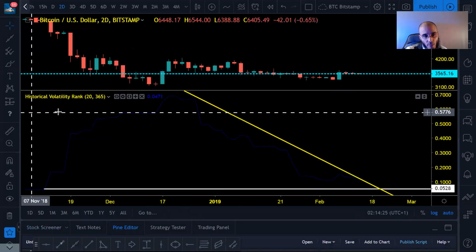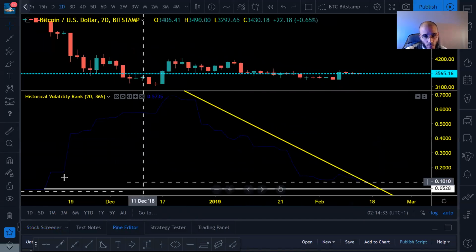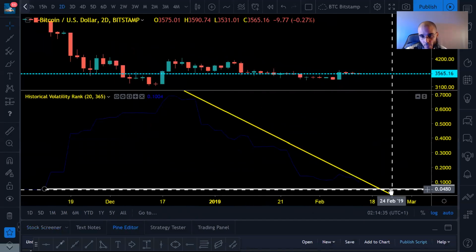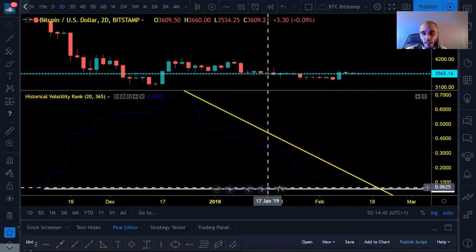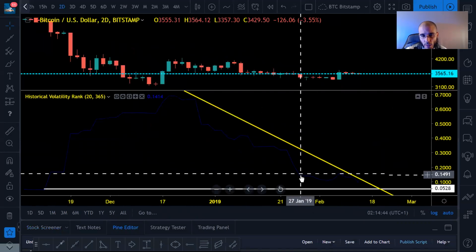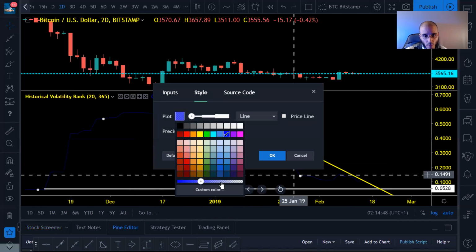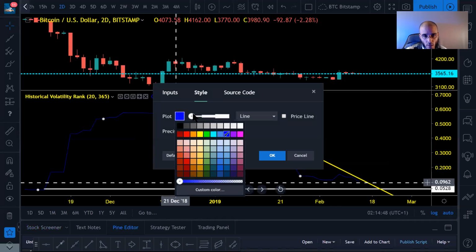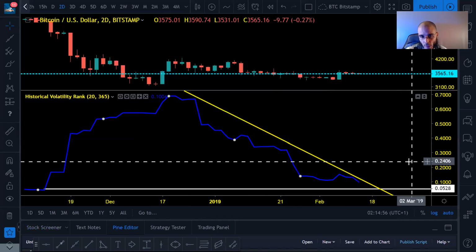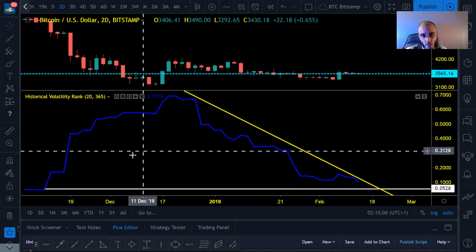Here you have the historical volatility rank, and as you can see, it is going down. When it reaches that level, the right price line, those lows, you can expect a breakout, a big move. So we are very close right now to that level. Let's make it a little more clear so you can see it better. As you can see, we are very close to that level, and it's been pointing down for a long time.